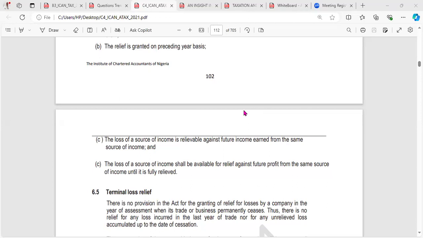So you've seen carry forward loss, we've seen current year loss. When we are doing an example, we will see how it is being done.